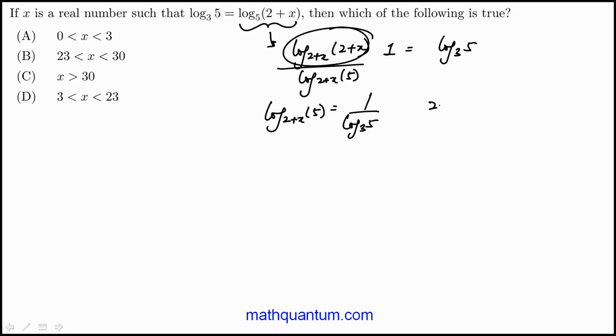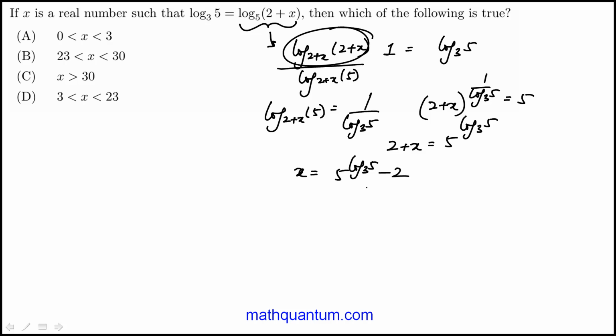If I apply the exponent rule, then 2 plus x to the power of 1 over log base 3 of 5 is 5, which means 2 plus x is 5 to the power of log base 3 of 5, or x is 5 to the power of log base 3 of 5 minus 2. So I have an expression explicitly for x.